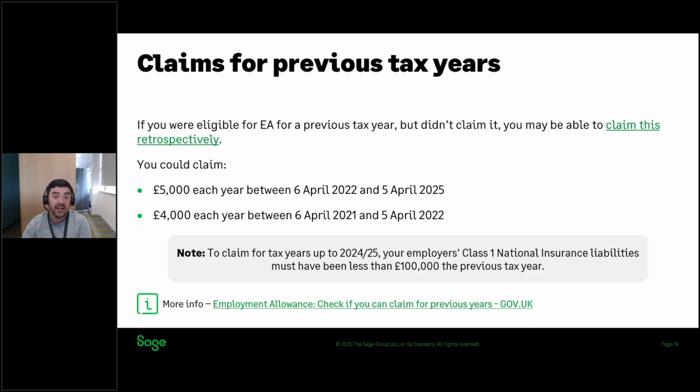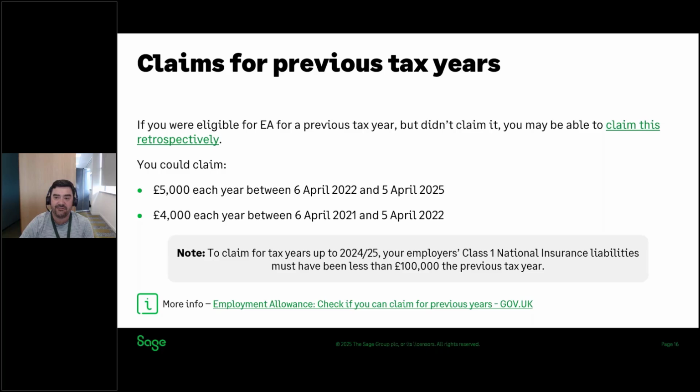Now, for those earlier tax years, there was a limit, a threshold of employers' NI that you needed to be under in order to be eligible. So your employers' NI in total must have been £100,000 or less than £100,000. But if you think that you were eligible for previous years and didn't claim it, I've linked to some guidance on gov.uk. And to submit that claim, you'll be able to do that directly through Payroll.